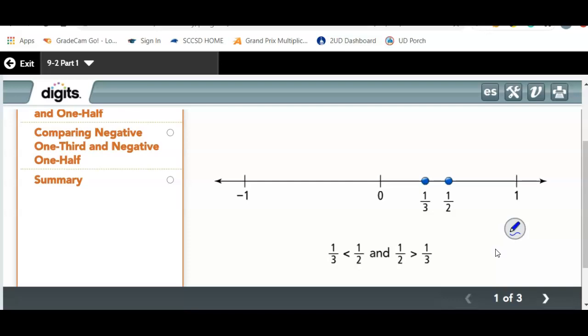Ben, what do you think? Negative 1/3 is bigger? All right, let's compare. Negative 1/3 is to the right of negative 1/2 on the number line. So, negative 1/3 is greater than negative 1/2. Negative 1/2 is to the left of negative 1/3 on the number line. So, negative 1/2 is less than negative 1/3.